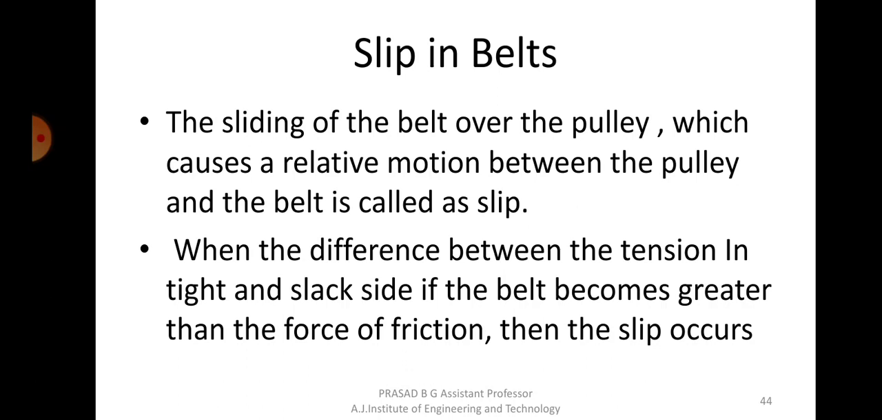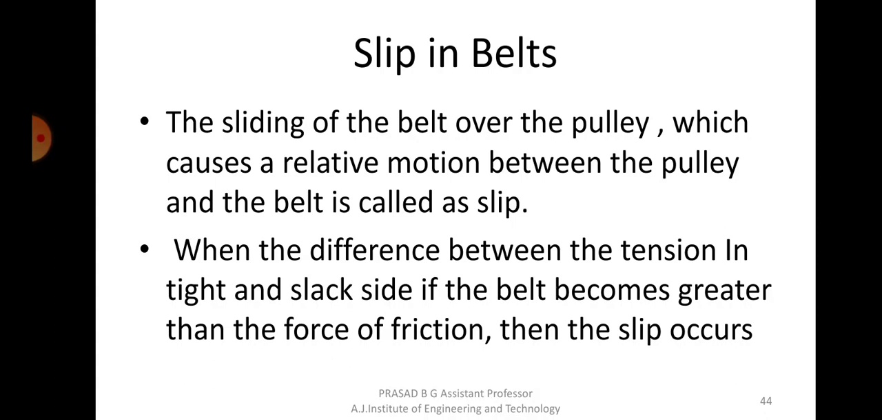When the difference between the tension in the tight side and slack side of the belt becomes greater than the force of friction, then slip will occur. What keeps the belt engaged to the pulley is something called the force of friction. We have not gone through this entire concept of force of friction and all that, but I just want to brief you about that. What do you mean by force of friction?